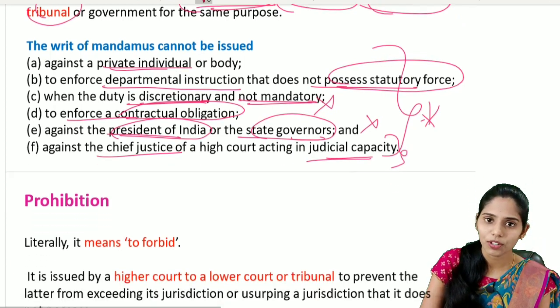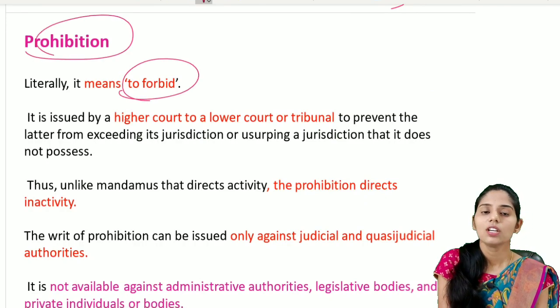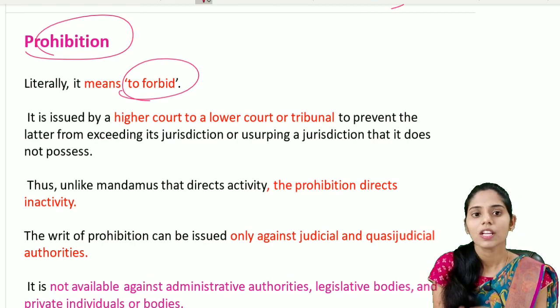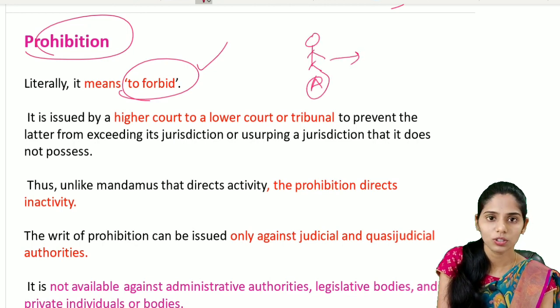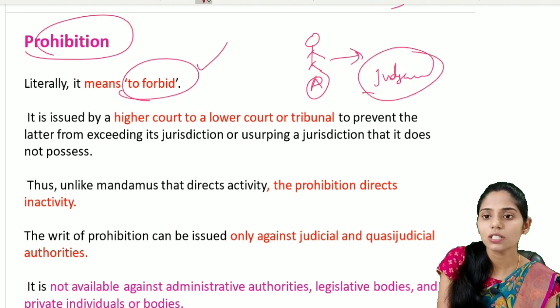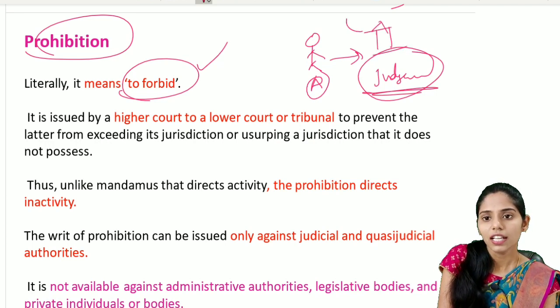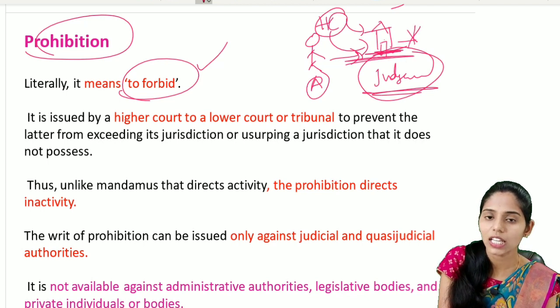Let us see the next important writ, that is prohibition. Prohibition means to forbid. It is given by the higher judicial authorities to the lower courts. To understand this prohibition, we have to see an example. A person moves to the court, but the judgment is out of the jurisdiction of that court. Then the higher court will give the prohibition to this court such that no further proceedings are taken by this court.